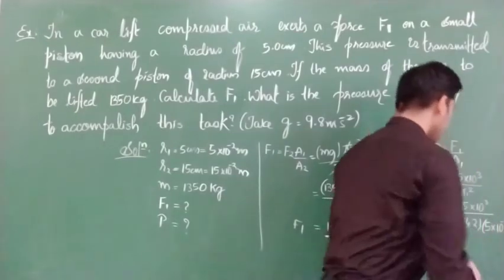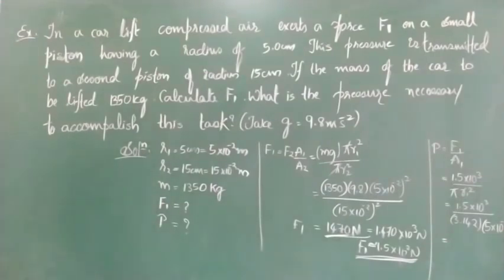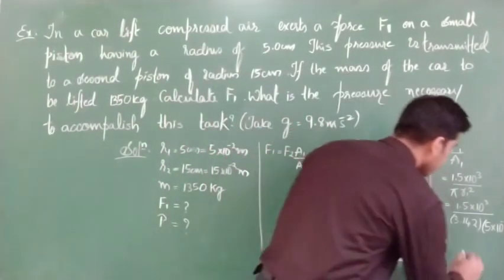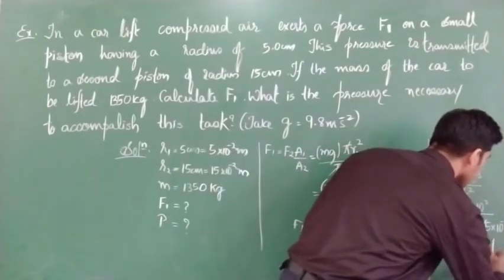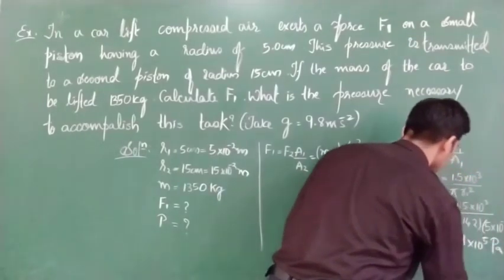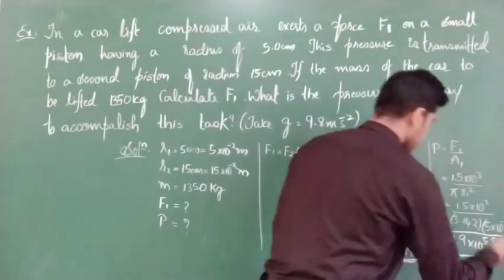Now check how much you are going to get. This final answer, how much are you going to get? Cross check. So I got 1.9 into 10 to the power of plus 5. Okay, this is nothing but pressure. That's why I wrote it in Newton per meter square or Pascal. Clear?